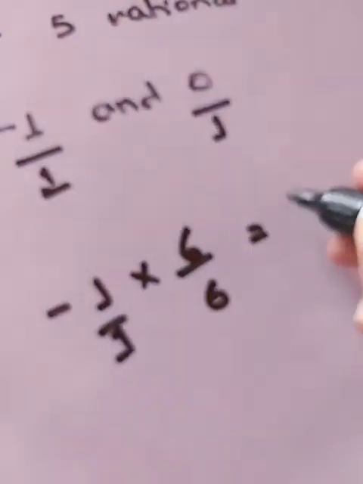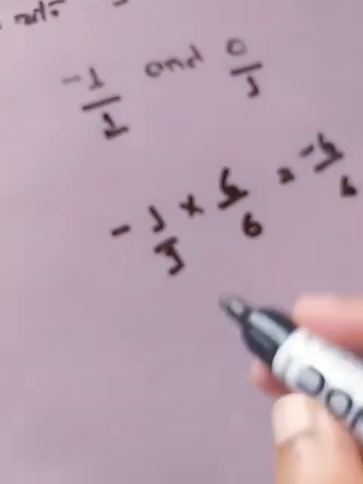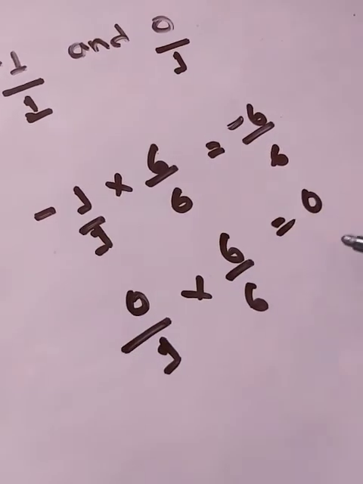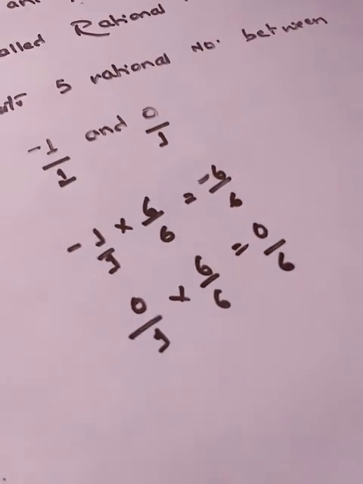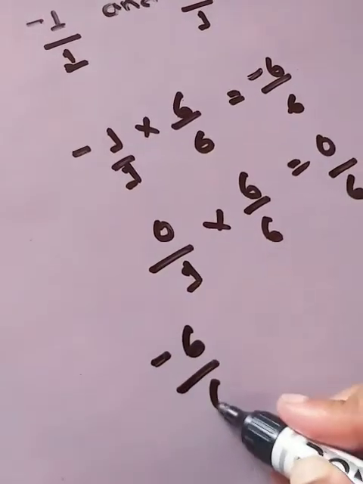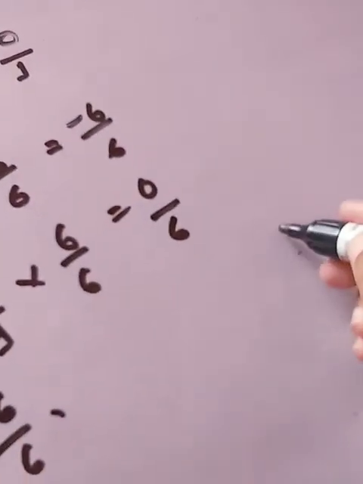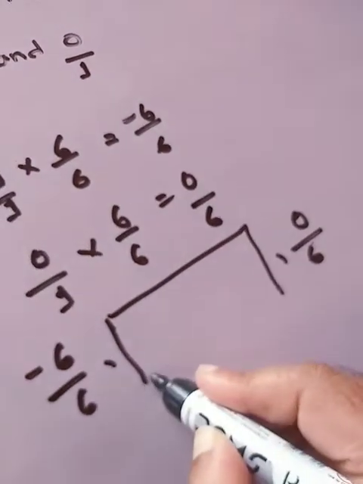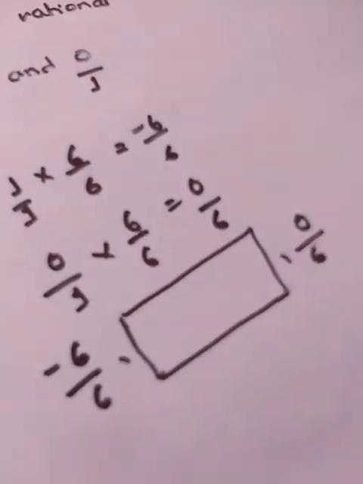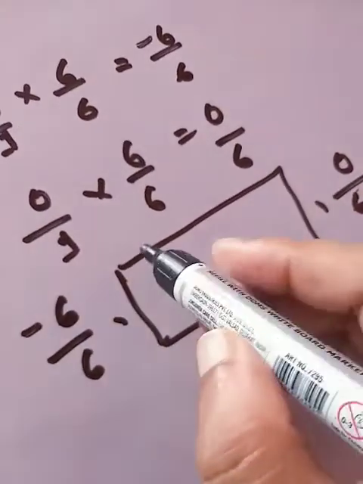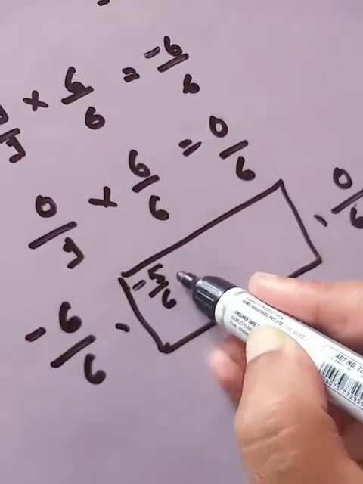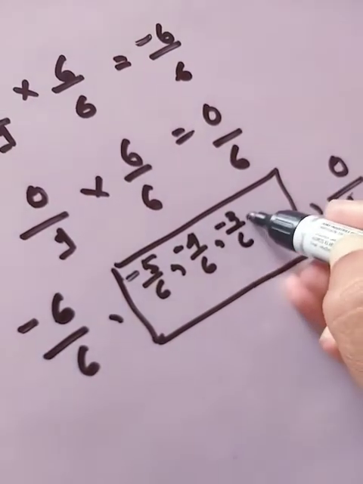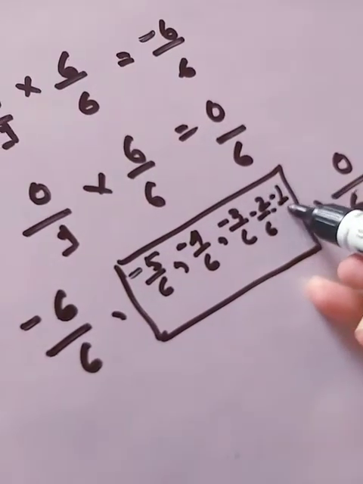Okay, so now multiply it. Minus 6 by 6. We also have to multiply this one in the same way. 6 into 0 is 0. 6 ones are 6. Now you see minus 6 by 6 and 0 by 6. So there are some numbers in between, isn't it? If you carefully observe the number line, how many numbers are there between minus 6 and 0? So we can write minus 5 by 6, minus 4 by 6, minus 3 by 6, minus 2 by 6, and minus 1 by 6, isn't it?